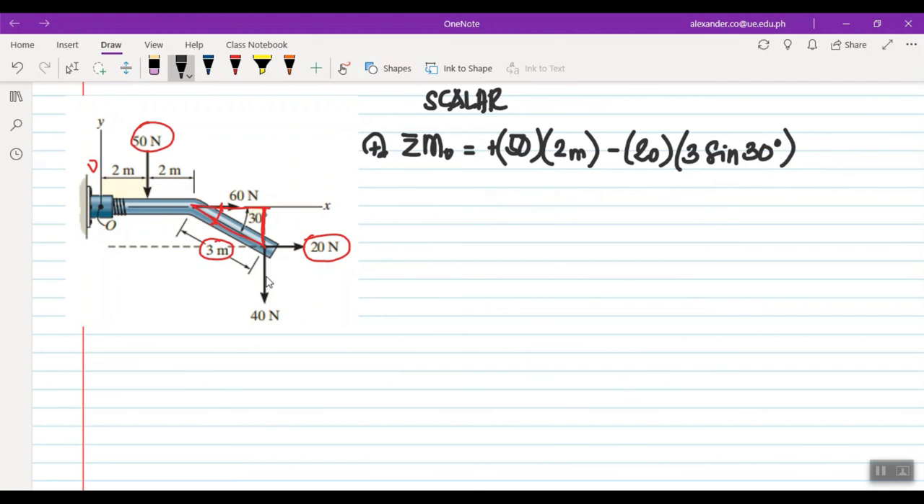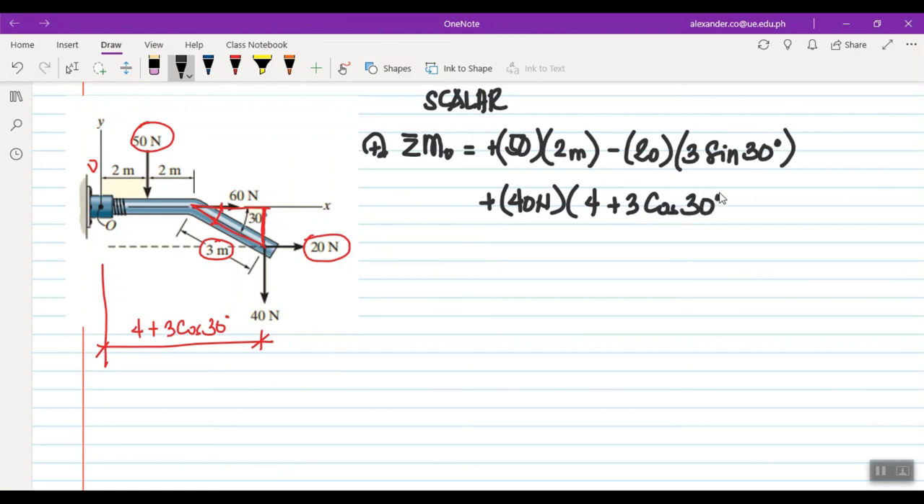So, ito. Ano naman itong 40? Anong rotation niya? Clockwise naman. So, plus 40 Newton times ilan yung length niya? Kukwentahin ka. Magmula dito hanggang dito ilan? This is 2 plus 2, 4 plus 3 cosine 30 degrees, di ba? So, madali lang. So, 4 plus 3 cosine 30 degrees.